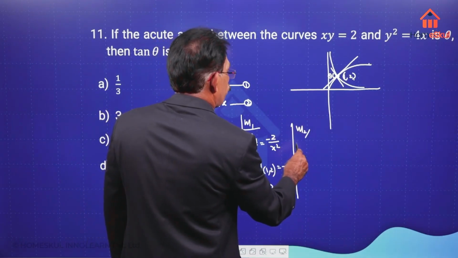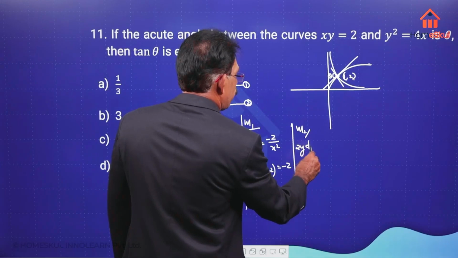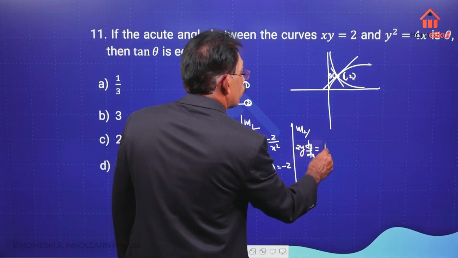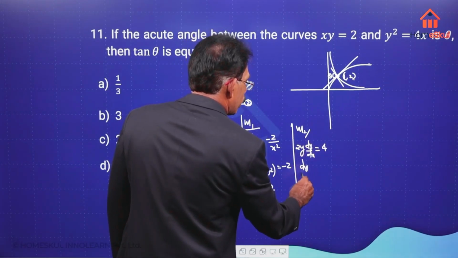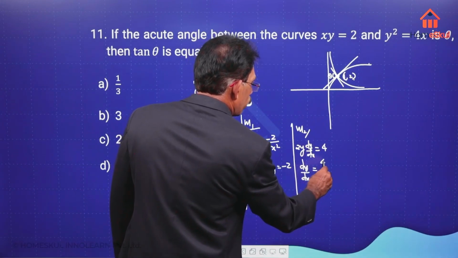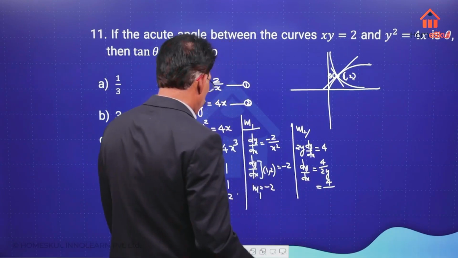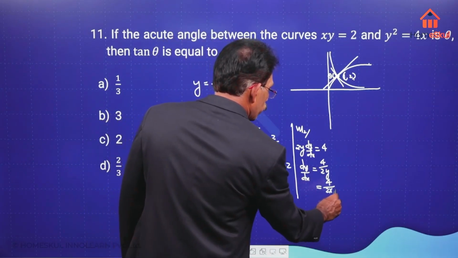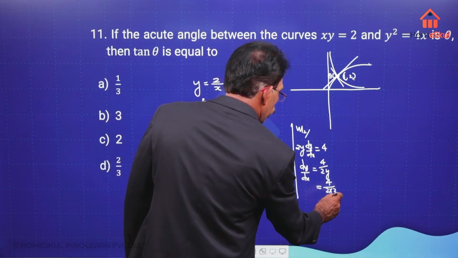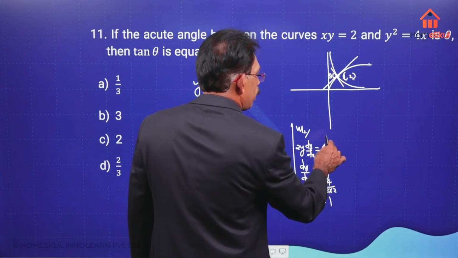Then 2y into dy by dx is equal to 4. Then dy by dx is equal to 4 divided by 2y. That is equal to 4 by 2 into y, which is 2, so 2 into 2. 4 by 4 is equal to 1. Then m1 and m2 are there.